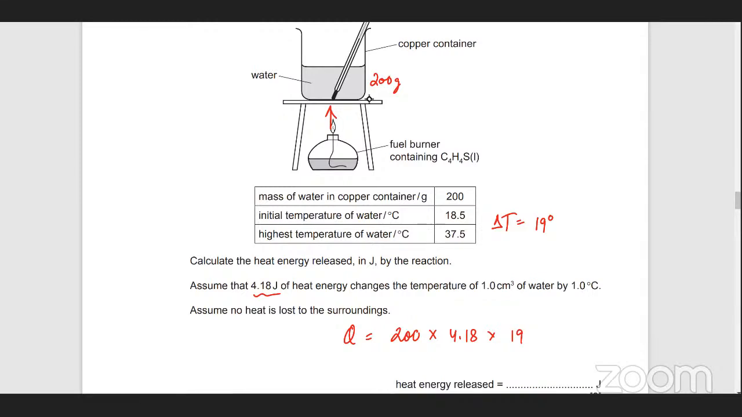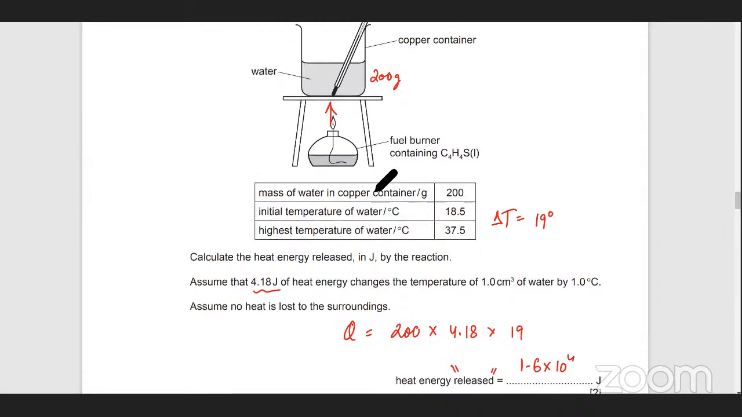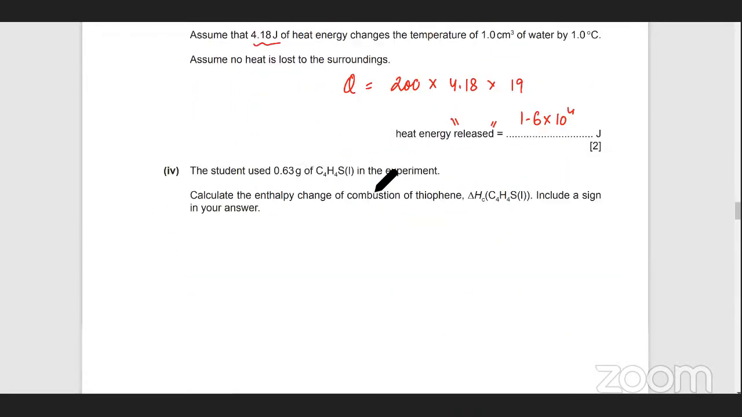1.6 into 10 raised to power 4. अच्छा, इसके साथ साइन लगाने की जरूरत नहीं है क्योंकि उसने खुद ही कह दिया कि रिलीज्ड है, ठीक है. So no need to add the negative sign to it. वरना अगर ना लिखा होता ना तो फिर ऐड कर देना नेगेटिव, एक्सोथर्मिक है, ठीक है.